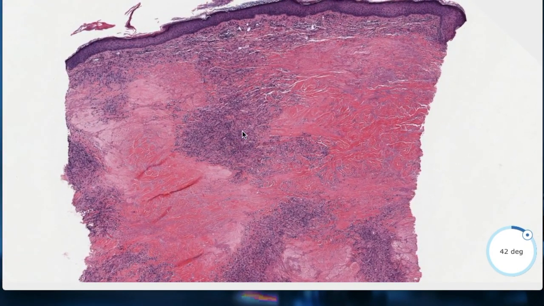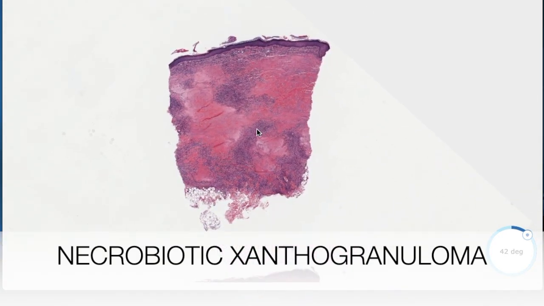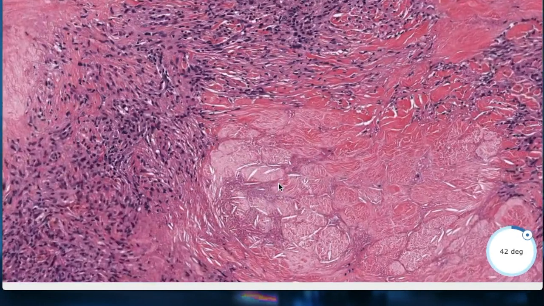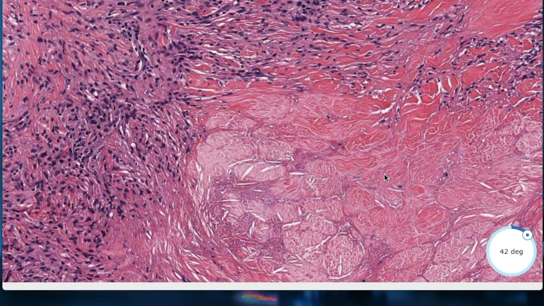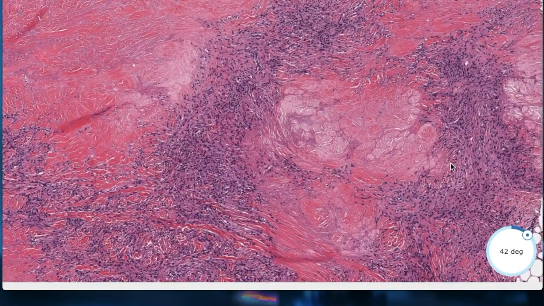So this is basically a necrobiotic granuloma that happens with systemic disease. So this is necrobiotic xanthogranuloma. And we see those necrobiotic collagen bundles.